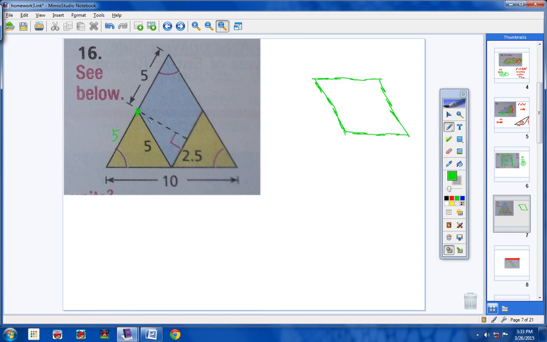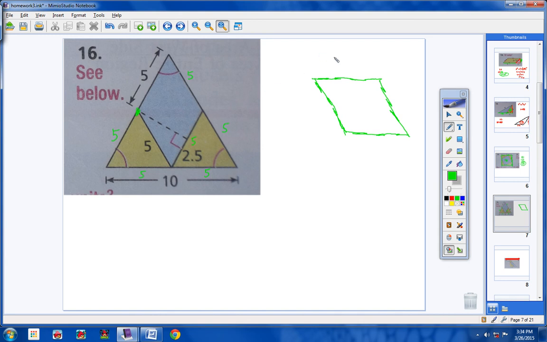What we've learned in the past is whenever the mid segment is drawn, it connects the midpoint of one side to the midpoint of another side, then this length here will always be half the length of the side it's parallel to. So what I do know for sure is I've got 5 here, 5 here, 5 here. All of these are going to be equal, 5, that's going to be a 5, this will be a 5, etc.